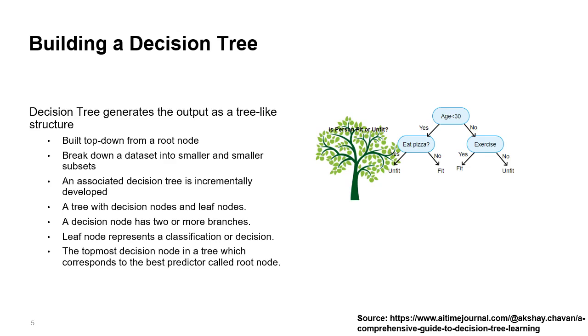Decision tree generates the output as a tree-like structure. This tree is built top-down from a root node like age less than 30 by breaking down the dataset into smaller and smaller subsets. Thus, a decision tree is incrementally developed by adding nodes including decision nodes and leaf nodes, where a decision node has 2 or more branches and the leaf node represents a classification or decision. The topmost decision node in a tree is the best predictor, called the root node.